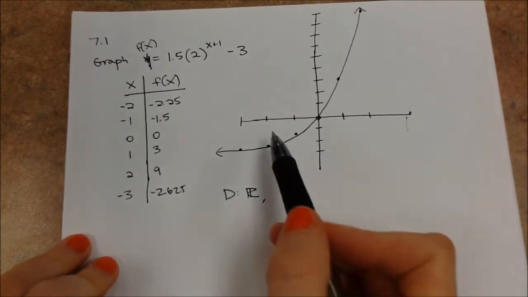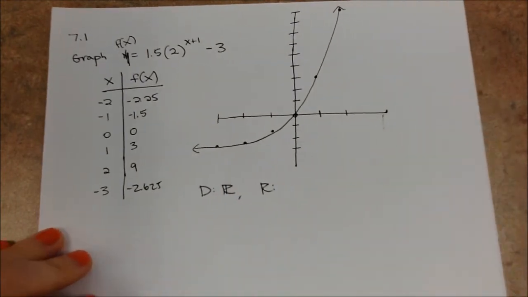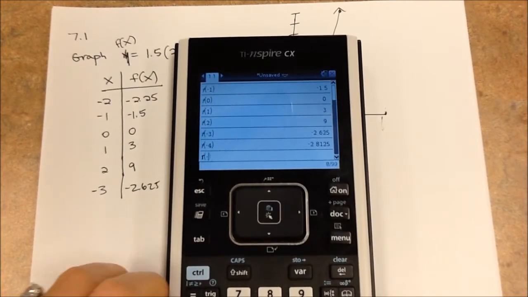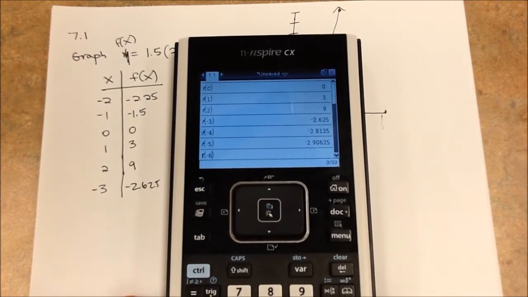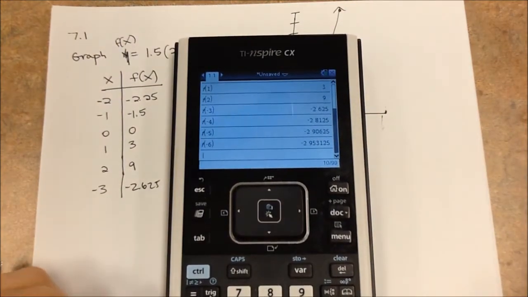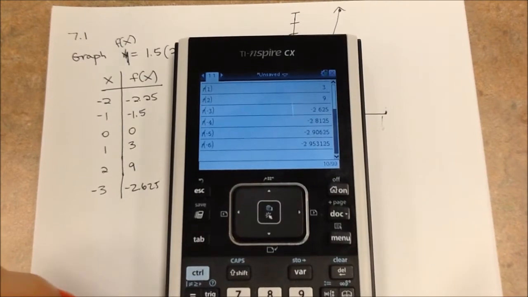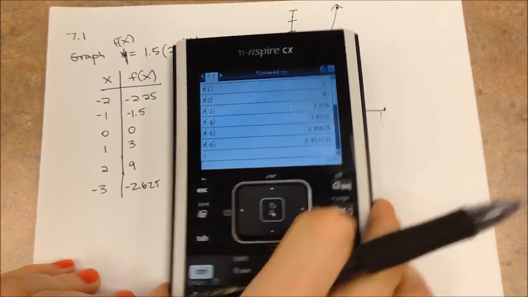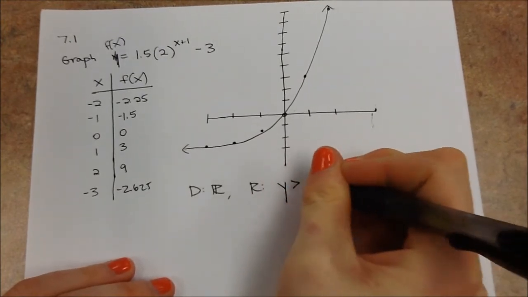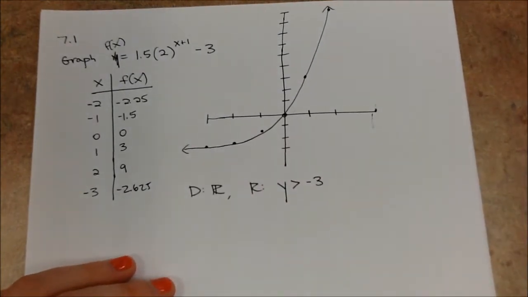So you can see if I were to keep going off to the left, and I'll show you, if I did f of negative 4, f of negative 5, f of negative 6, you can see these numbers are getting closer and closer and closer to negative 3. They're never going to actually hit negative 3, nor will they ever be below negative 3, which means for our range, any y value that's above negative 3, I'll end up hitting at some point.